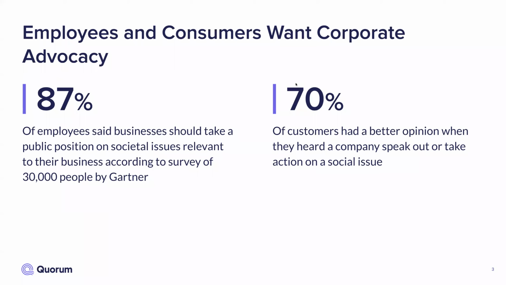Well, first off, because employees and consumers demand it. According to a recent survey by Gartner, 87% of employees said that businesses should take a public position on societal issues relevant to their business. And then an additional 70% of customers had a better opinion of a business when the company speaks out or takes action on a social issue. So if customers and employees are demanding it, great, you can start an advocacy program.